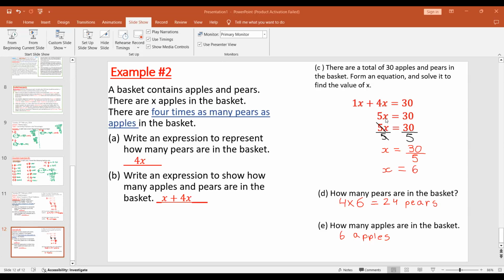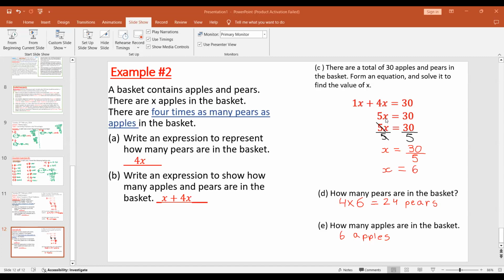What we did after that is we went down the line and divided 5X into 30, and that gives us 6. And that's what X represents, 6.